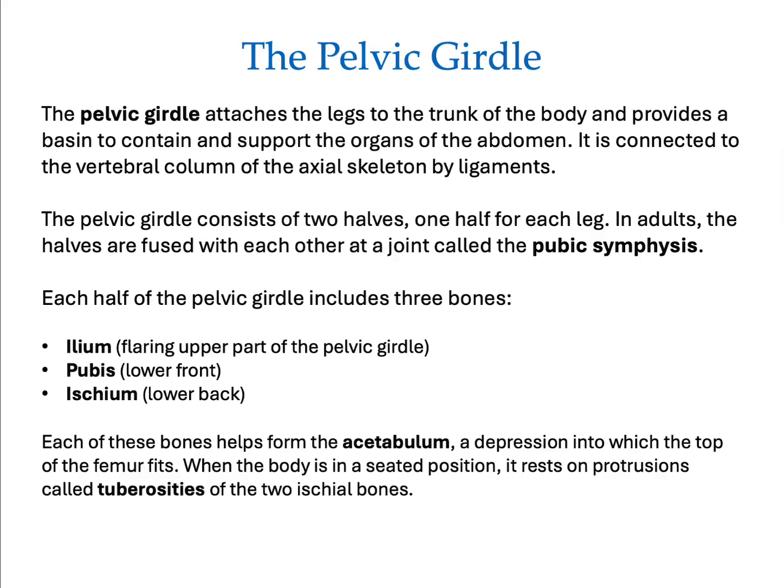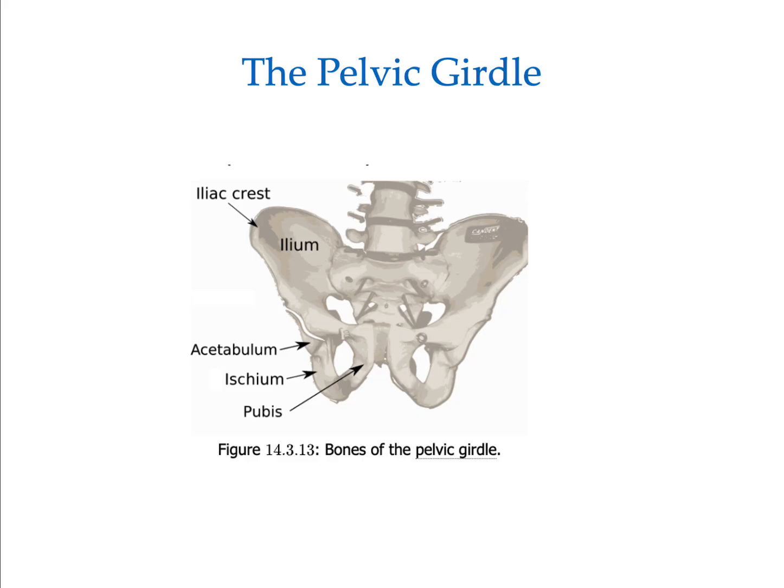Each half of the pelvic girdle includes 3 bones: the ilium, which is the flaring upper part of the pelvic girdle, the pubis, the lower front, and the ischium, the lower back. Each of these bones helps to form the acetabulum, a depression into which the top of the femur fits. When the body is in a seated position, it rests on protrusions called tuberosities of the 2 ischial bones. So these would be the tuberosities. When you sit on these here.